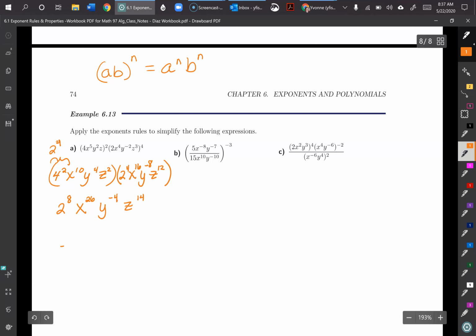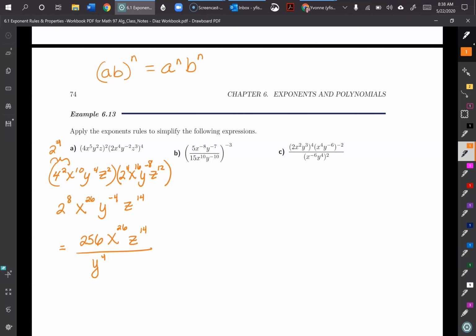Now my last step is going to be, I could calculate this out, 2 to the 8th to be 256. Now, if you weren't comfortable with what I did here, with this manipulation, you could just calculate it out. Just do 4 squared times 2 to the 4th, and you'll get 256. So no worries there. You don't have to do that. It's just something I'd like you to know exists. X to the 26th. My y to the 4th comes down here, and my z stays there to the 14th.